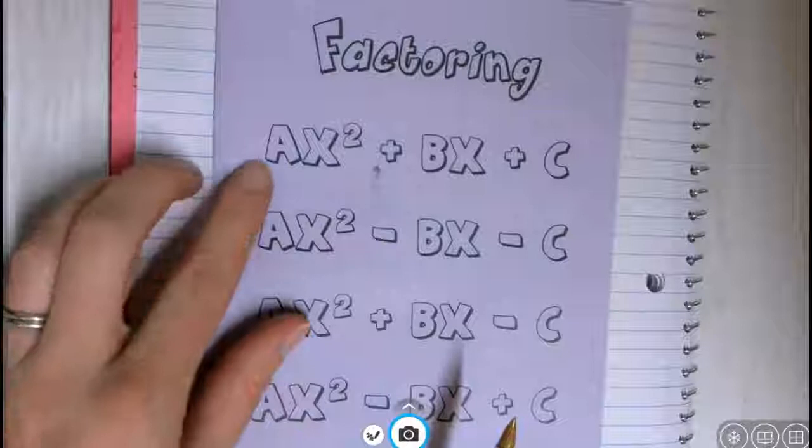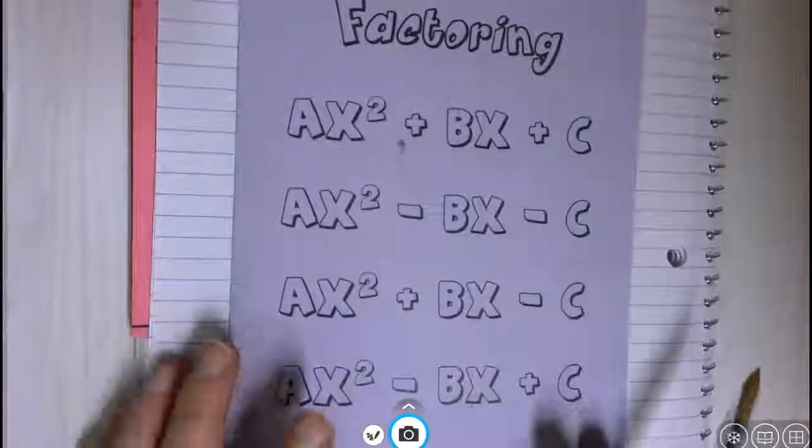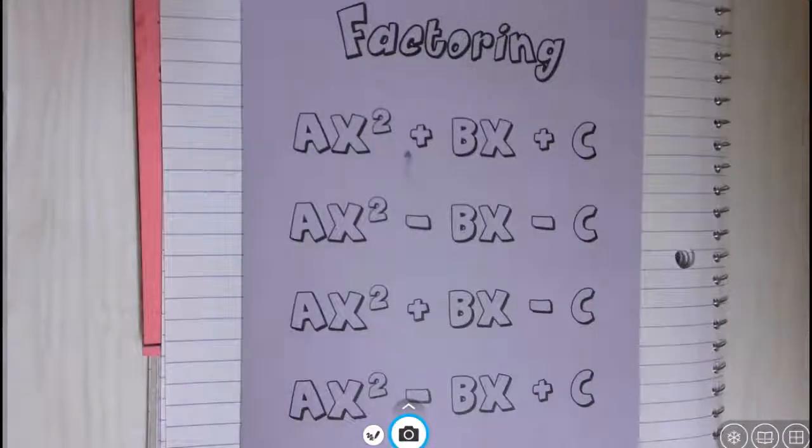Okay, so that was our learning target for today, to factor quadratics using this form, ax squared plus bx plus c. So now that you've done that, you're going to spend your time working on your homework, and let me know whenever you get stuck.